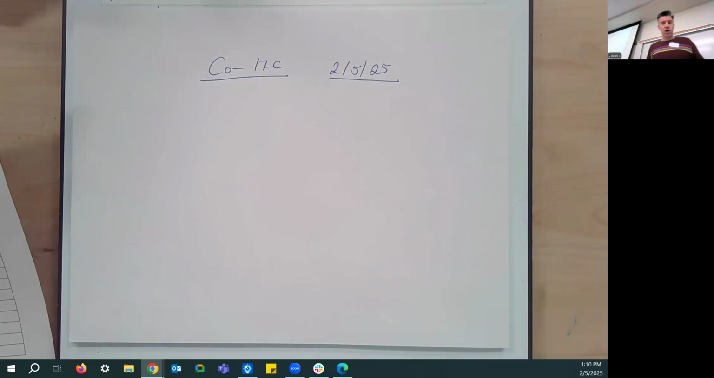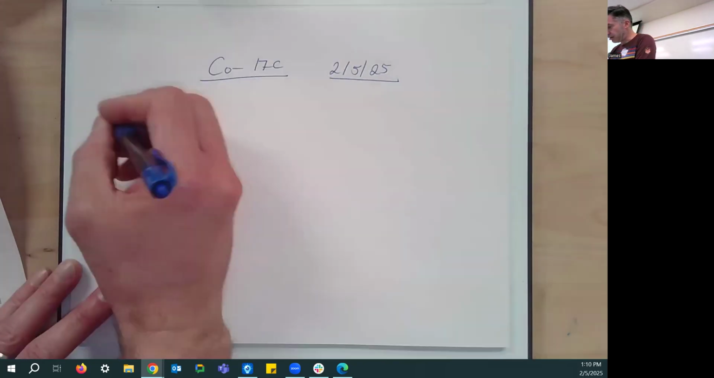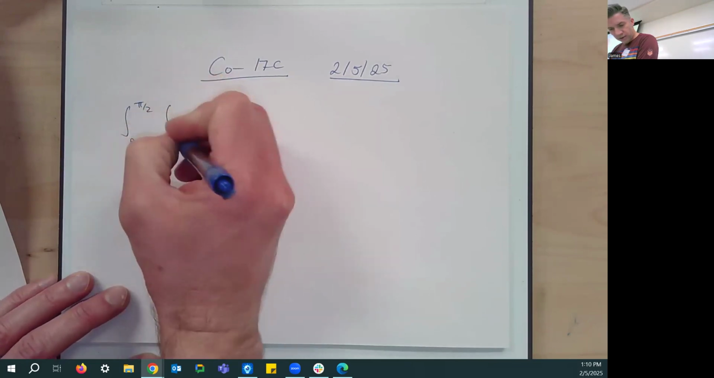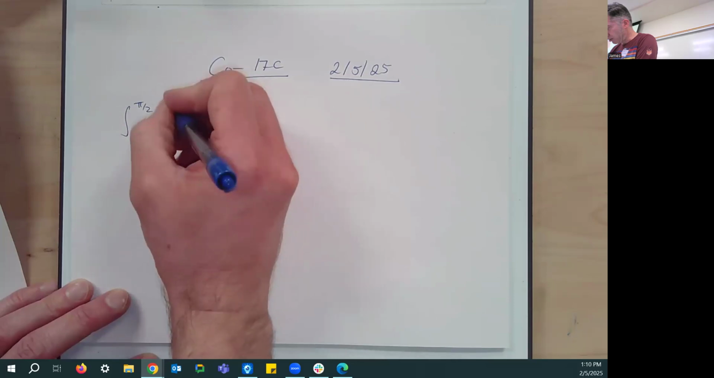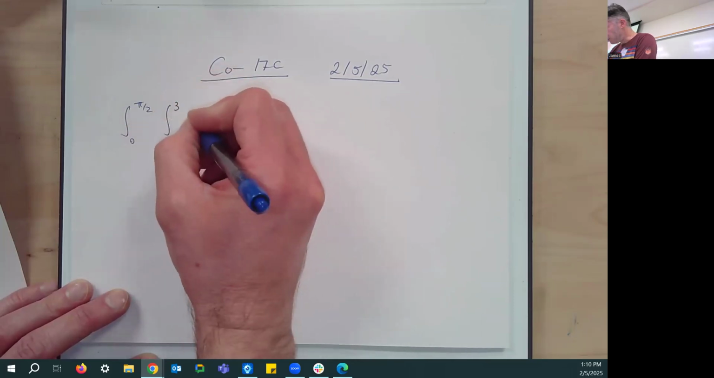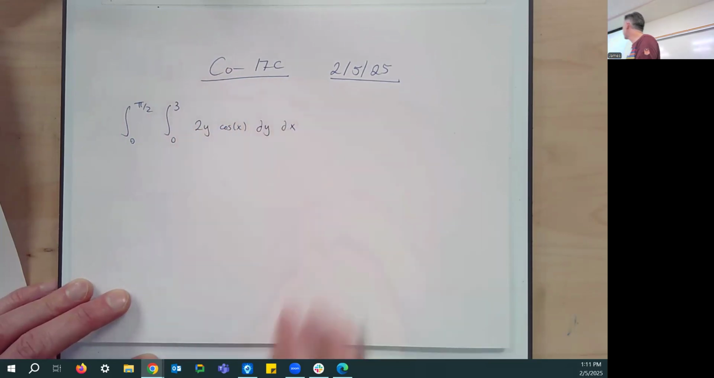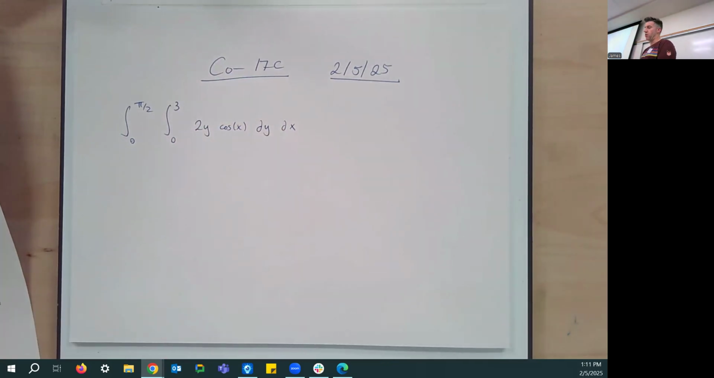So, for example, I saw something somewhat like this in class. Let's make it not too terrible. The integral from 0 to pi over 2, the integral from 0 to 3 of 2y cosine of x dy dx. What makes this example less interesting, in my opinion, is that all of our limits of integration are constants, meaning your region of integration is a rectangle.